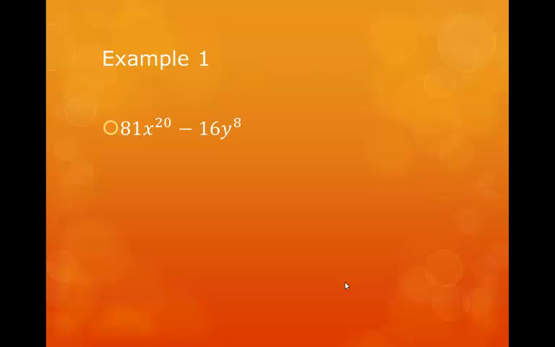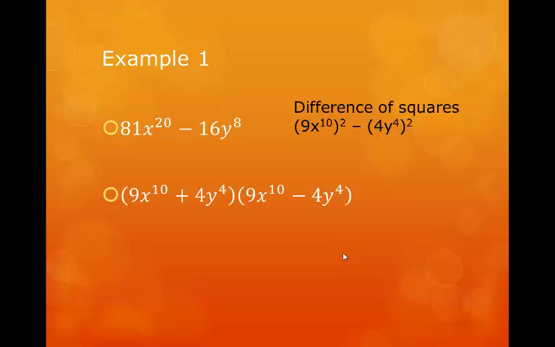Now if you look at this right away, you're like, whoa, those are some pretty big numbers, I don't know what's going on, there's an x and a y. Don't worry about it. When you look at it, you should recognize that 81 and 16 are both perfect squares. And you should also notice that x to the 20th and y to the 8th is a perfect square. So you can really think of this problem as 9x to the 10th squared minus 4y to the 4th squared. And then when you follow your difference of squares factoring formula, you should get something like this: 9x to the 10th plus 4y to the 4th times 9x to the 10th minus 4y to the 4th.